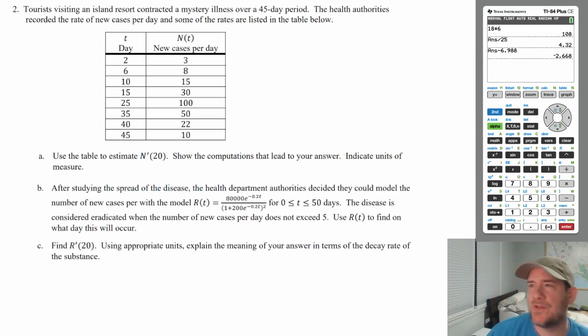Number 2 is another one of these table of values problems. It says tourists visiting an island contracted a mystery illness over a 45-day period. The health authorities recorded the rate of new cases per day, and some of the rates are listed in the table below. Use the table to estimate N prime at 20. So we don't have 20, but we know that 20 would fall between 15 and 25. That makes this one pretty easy.